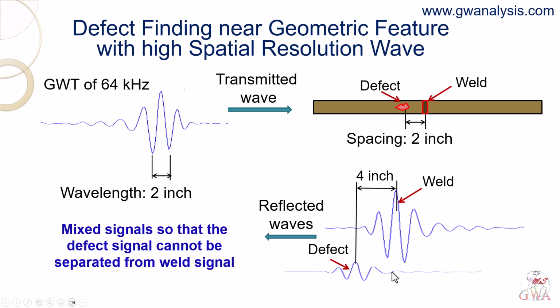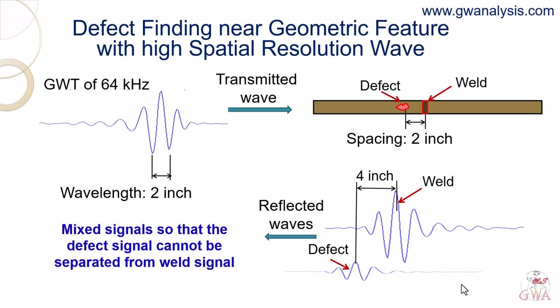This is why guide wave testing should use one cycle to achieve the high spatial resolution needed to find a defect near geometric feature. If attenuation is high, using 2 cycles is an acceptable trade-off to increase signal amplitude, even though spatial resolution is somewhat reduced.